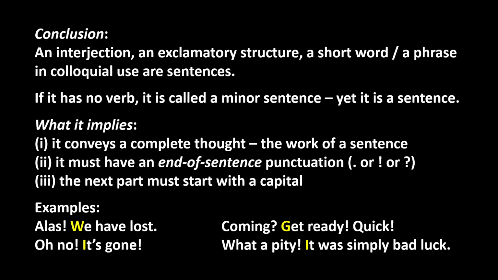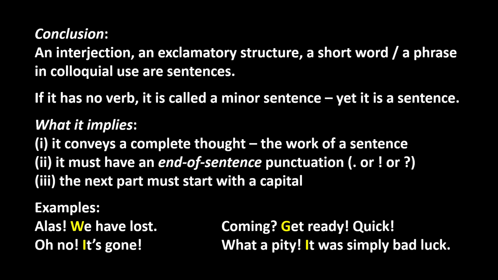So, in conclusion, an interjection, an exclamatory structure, a short word or a phrase in colloquial use are sentences. If it has no verb, it's called a minor sentence, yet it is a sentence. Even without a verb, it is a sentence. Now, what does it imply? It implies three things. First, it has no verb, but it is a sentence because it is doing the work of a sentence, conveying a complete thought.